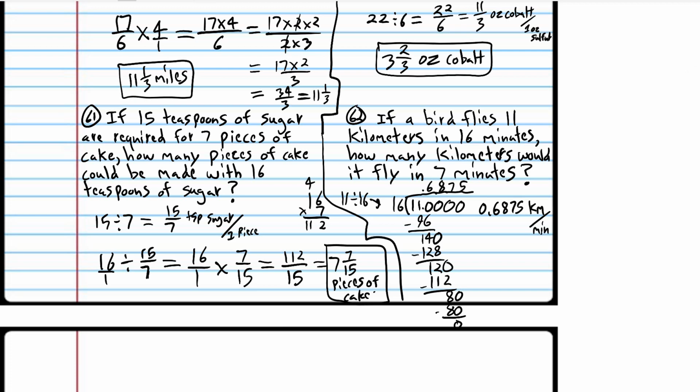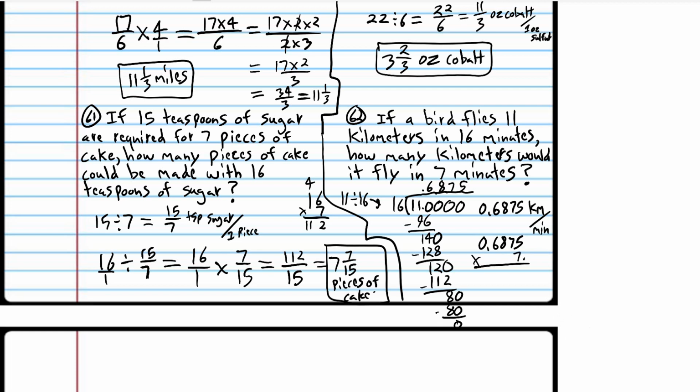So we want to know how many kilometers it would fly in 7 minutes. So if you pretend that this number is a simpler number, like 2, for example, let's say that were 2 kilometers per minute. It wants to know how far it'll fly in 7 minutes. 2 kilometers in 1 minute, how far will it fly in 7 minutes? So obviously you just multiply. So now we take that number, 0.6875, and we multiply by 7.